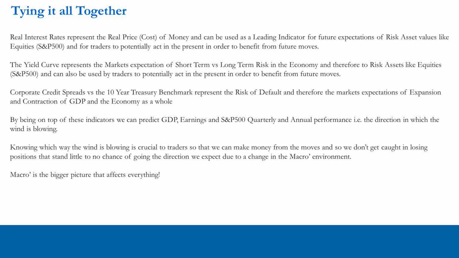We need to be on top of these indicators because we want to predict GDP, we want to predict earnings, and we want to predict the direction and the magnitude of S&P 500 quarterly and annual returns. We need to know which way the wind is blowing. Knowing which way the wind is blowing is crucial to us. It's crucial to traders. Why? So we can make money from the moves, and also so we don't get caught out in losing positions that stand little to no chance of going in the direction that we expect because there's been a change in the macroeconomic environment. The macroeconomic environment is the big picture, guys. The macro is the big picture that affects everything.